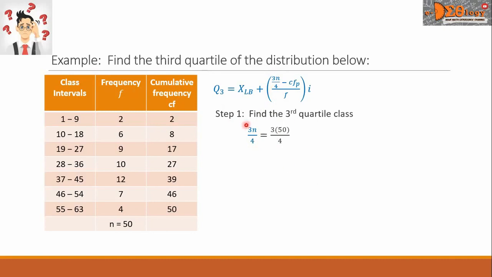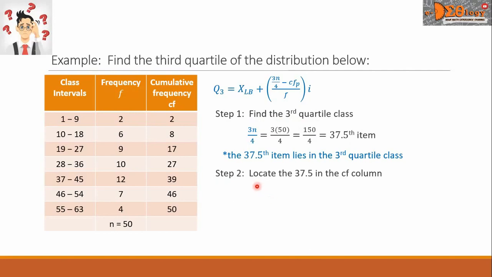We substitute the value of n as 50, so we have 3 times 50 divided by 4. The product is 150, and this is now divided by 4, so we have 37.5. We are looking for this 37.5 item. We say that this 37.5 item lies in the third quartile class.